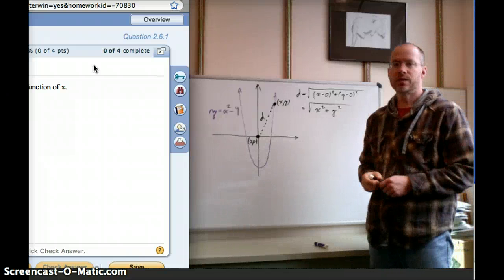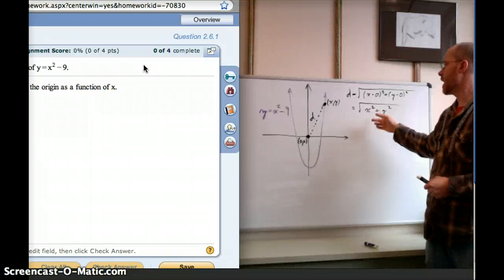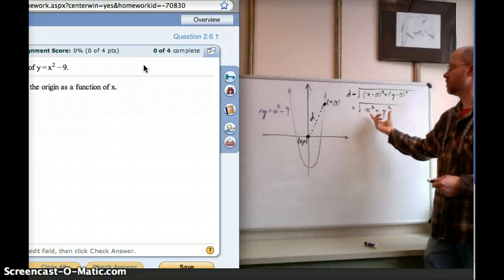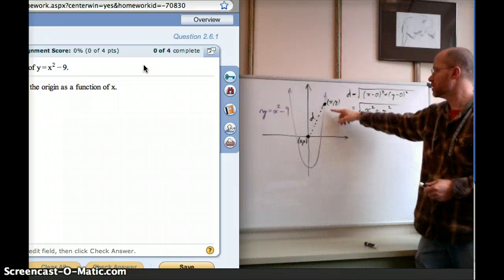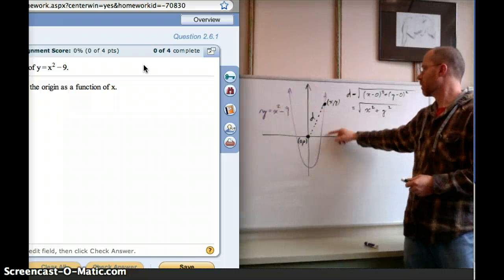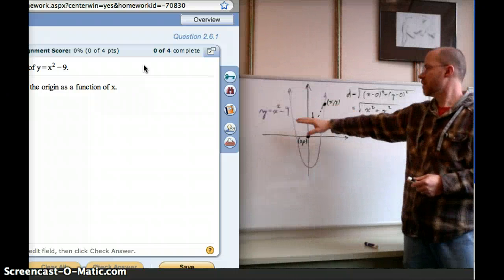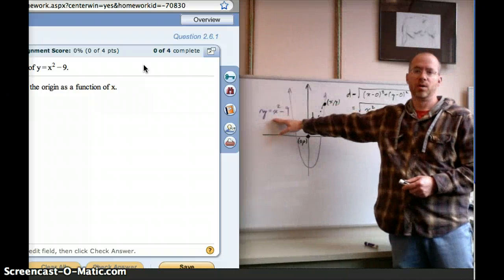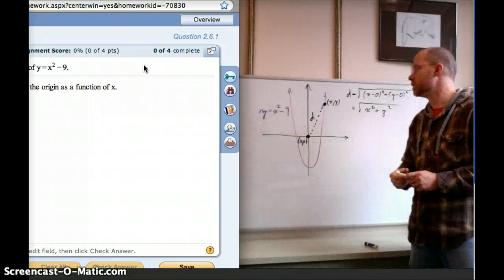But does that answer the question? They want a function, they want the distance expressed as a function of x. And I think I've got too many variables here. I've got x that can change and y that can change too as this moves along the graph. So to express this as a function of x, I'm going to have to use the fact that I'm on this parabola and that every point anywhere on that graph satisfies that equation.